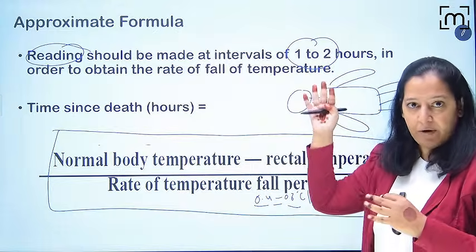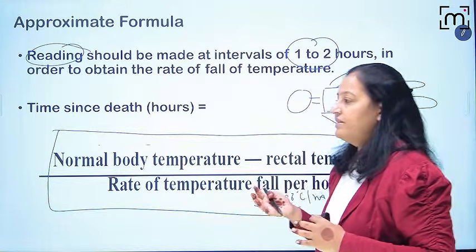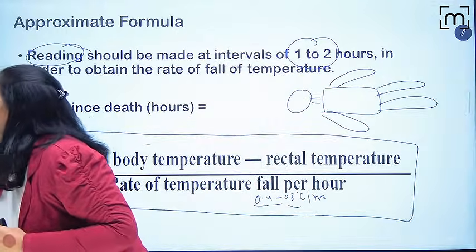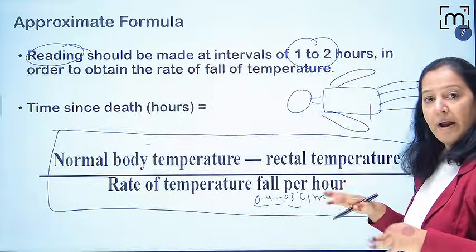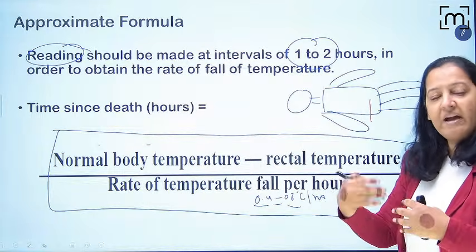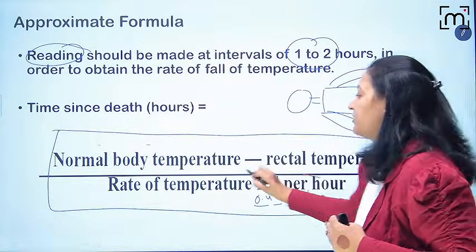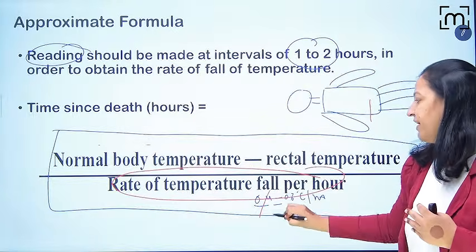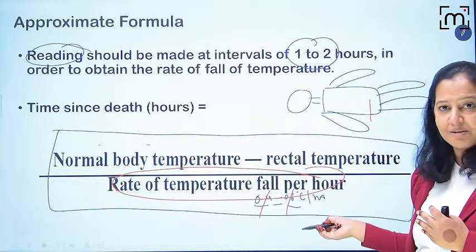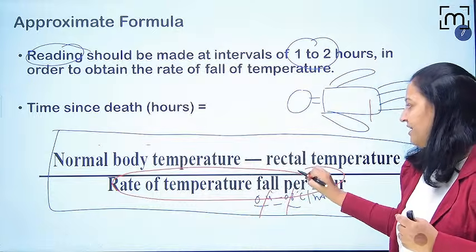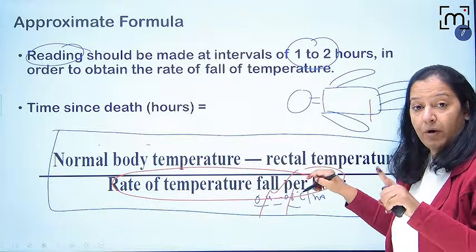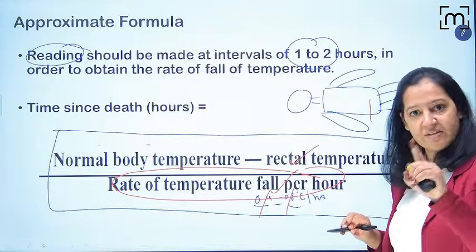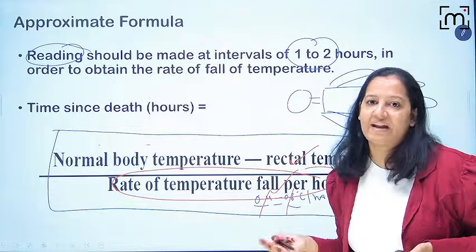Okay, so we will take the body to the forensic laboratory, and we will measure the rectal temperature of this dead body multiple times, every 1 hour, every 2 hours. So we will come to know the rate of fall. Is it 0.4 degree, 0.6 degree, 0.5 degree Celsius per hour? How much is it falling? So this rate, and when I found the dead body, at that time, what is the rectal temperature? The first rectal temperature. I will put these readings over here and I will get the approximate time.